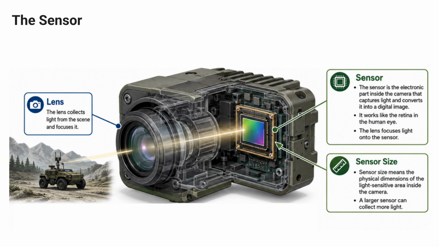A camera sensor is the electronic component that captures the light focused by the lens and converts it into a digital image. It works much like the retina in the human eye. The sensor contains millions of light-sensitive pixels, and each pixel measures the brightness and color of a small part of the scene. These signals are then processed to create each video frame. In a navigation camera, sensor quality directly affects image clarity, low light performance, noise, and dynamic range, making it one of the most important components in the camera system.